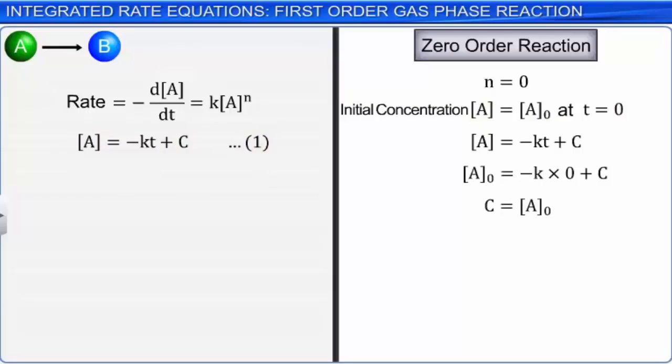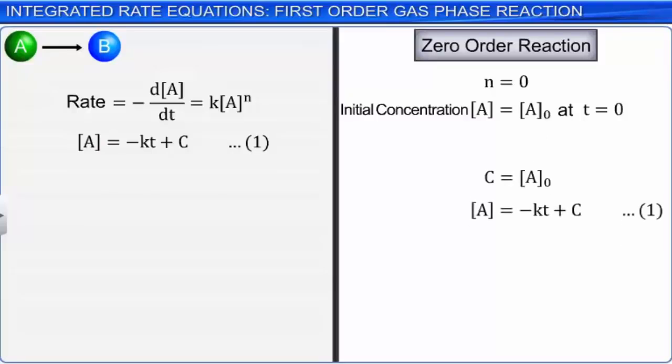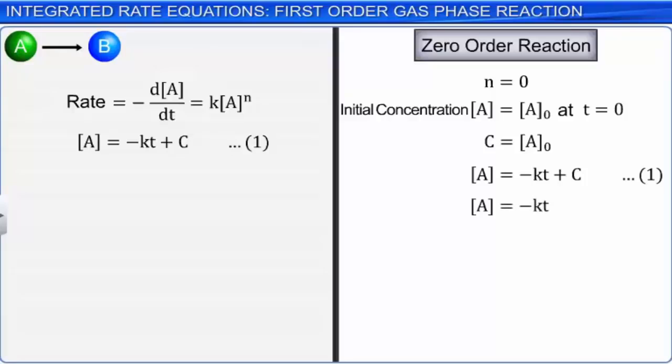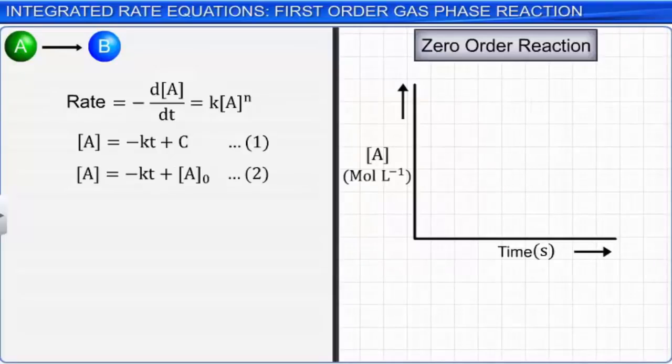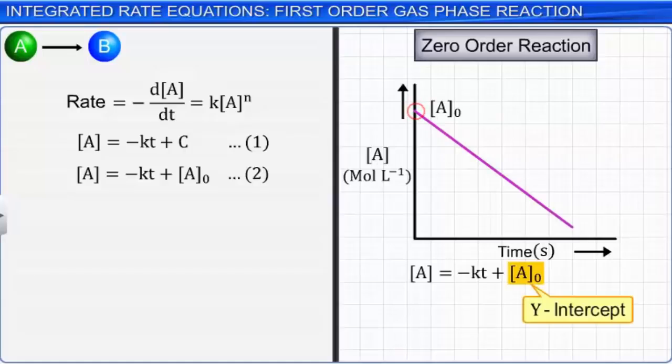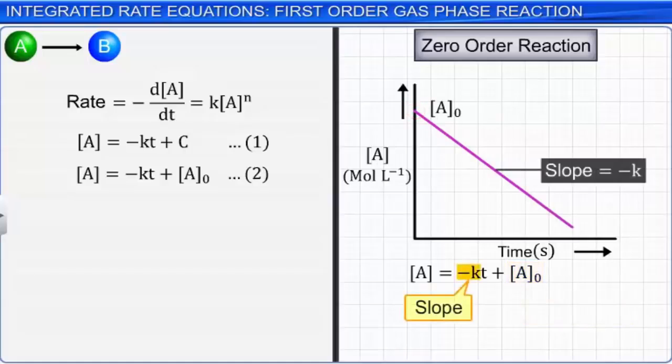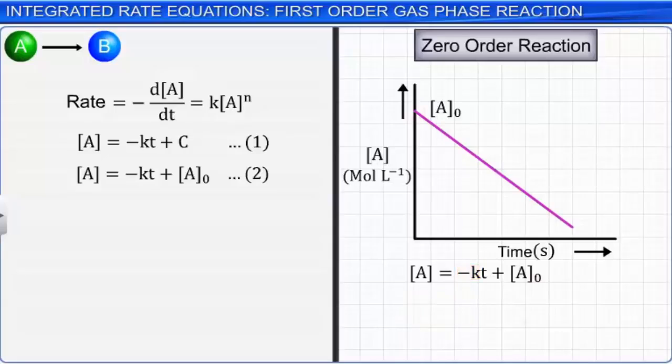Substituting this value of C in equation 1, we get concentration of A is equal to minus k into t plus concentration of A0. Let this be equation 2. If we plot this equation on the concentration of A versus time graph, we get a straight line with the y-intercept as the concentration of A0 and slope minus k. We can calculate the value of k by rearranging equation 2. Therefore, k is equal to A0 minus A divided by t.